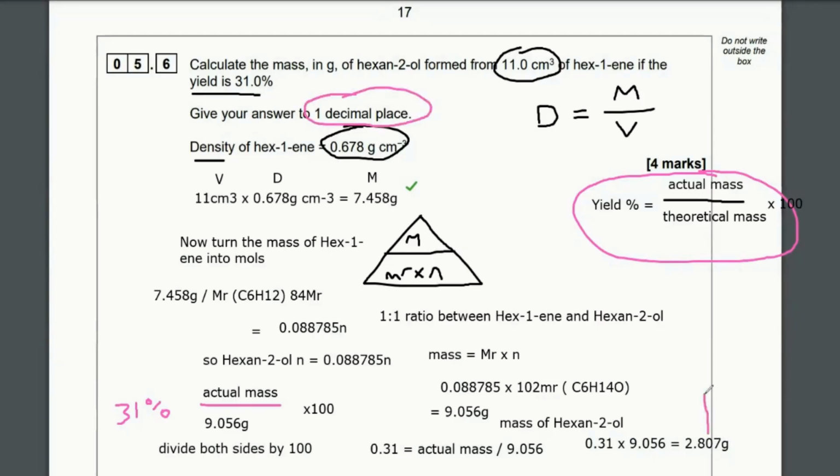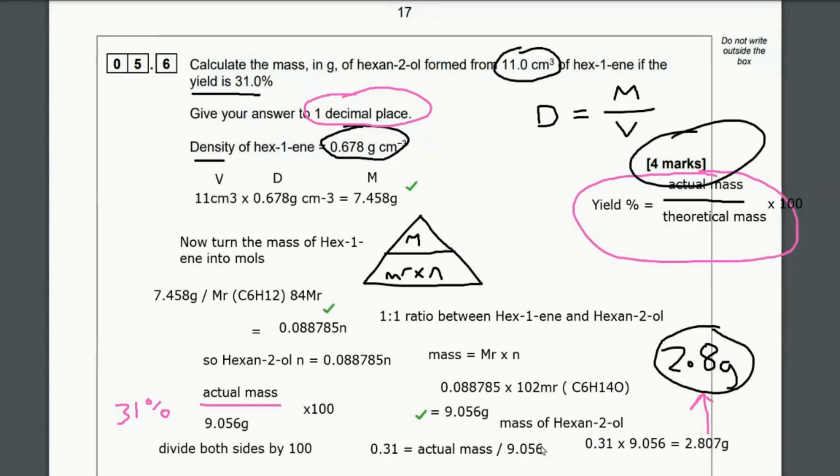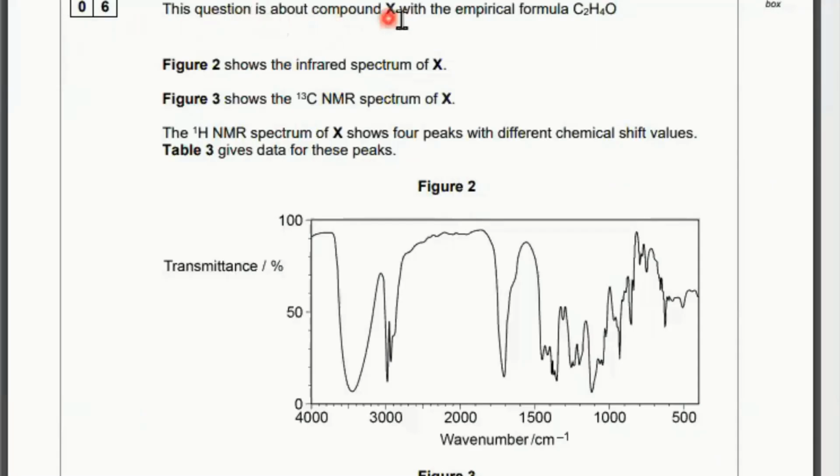We're going to lose a mark unless we check this here, 1 decimal place. It's always easy to miss that, so you should use a highlighter. So it's 2.8 grams to 1 dp, and that'll get you 4 marks. Boom. This question is an organic analysis.